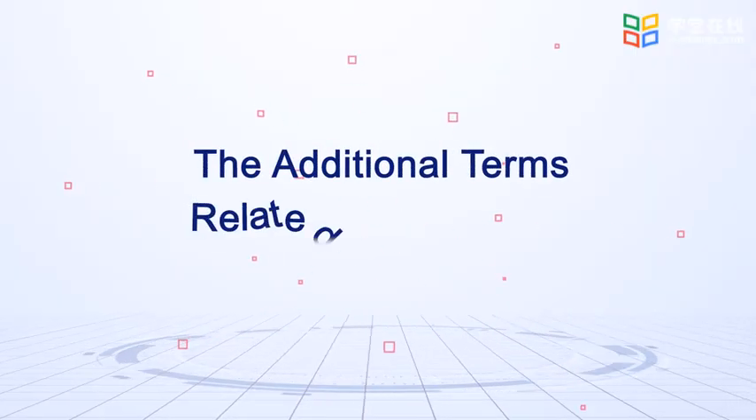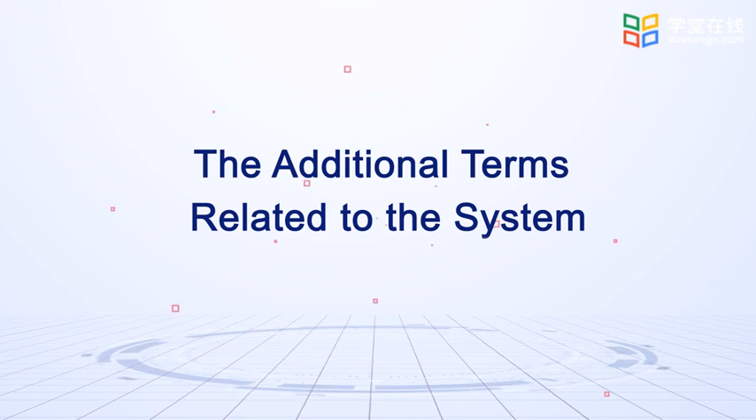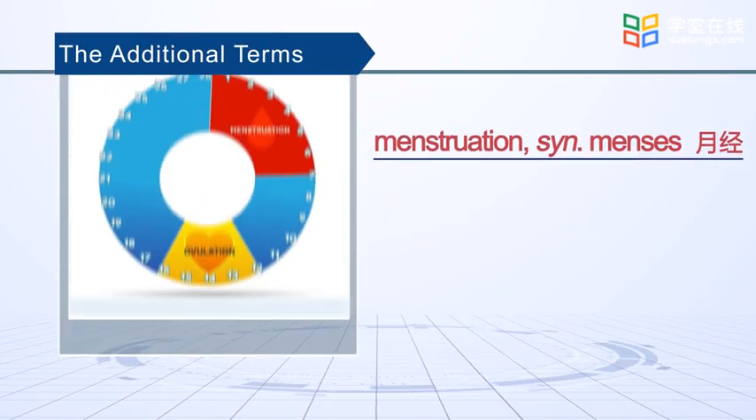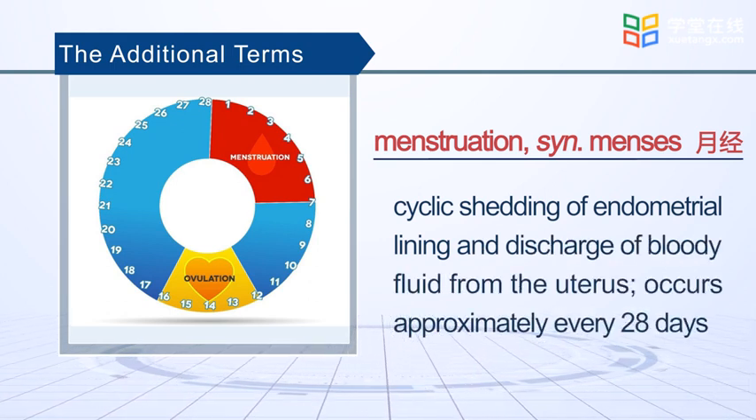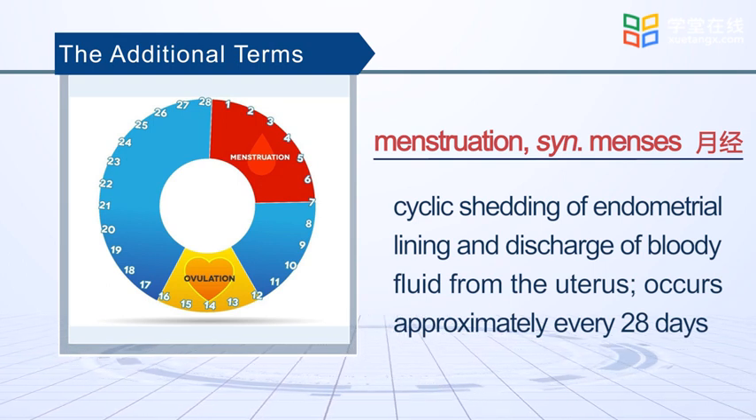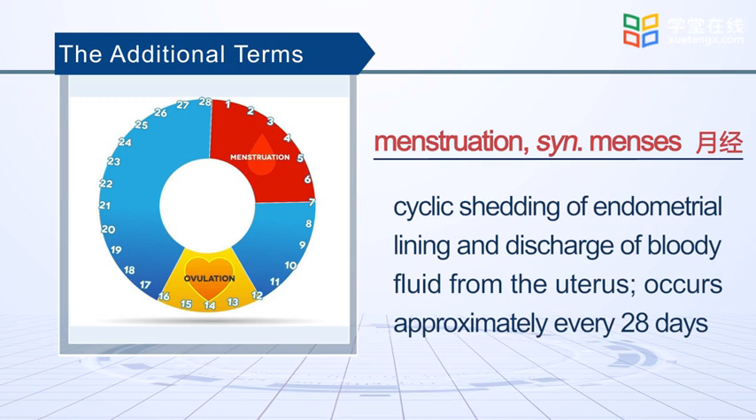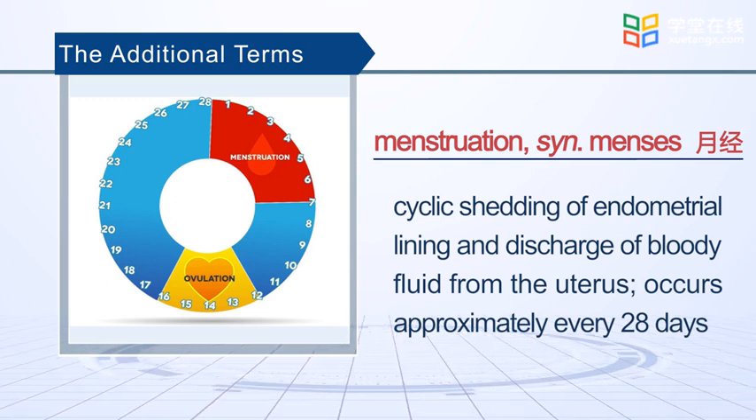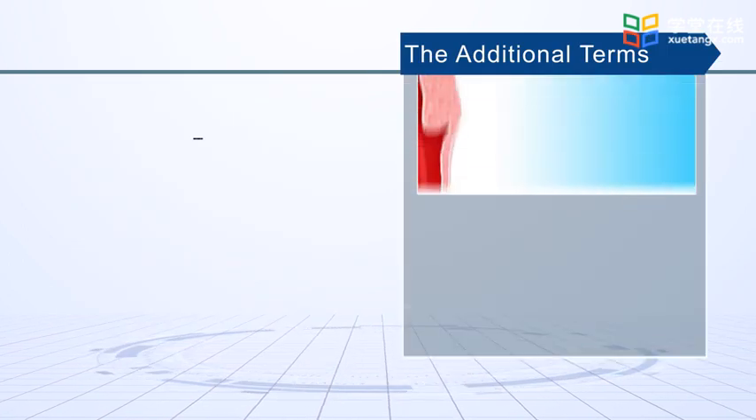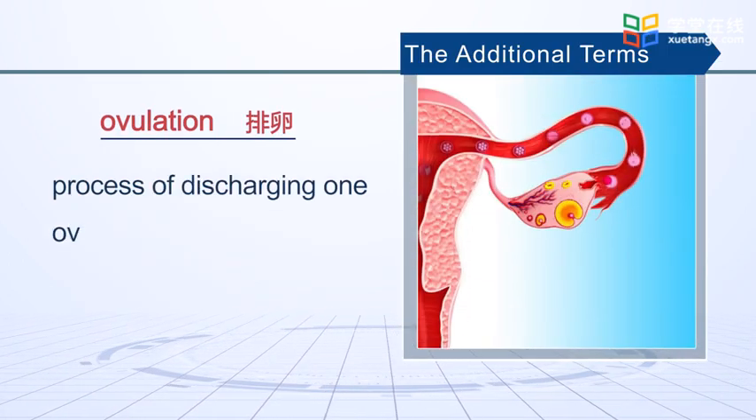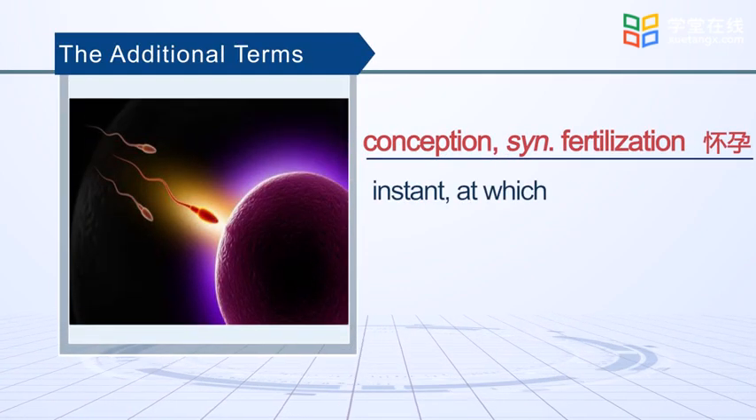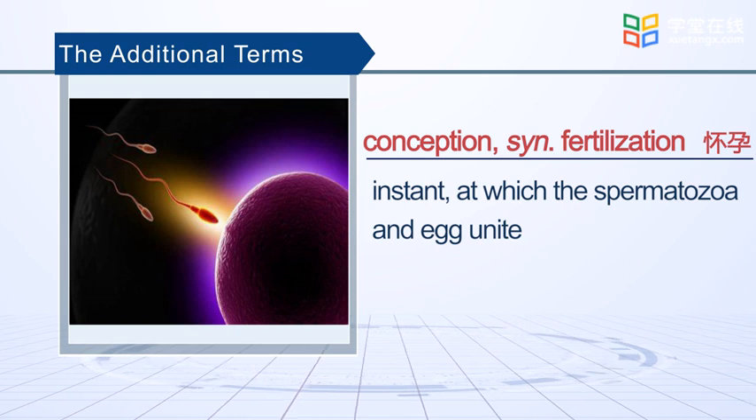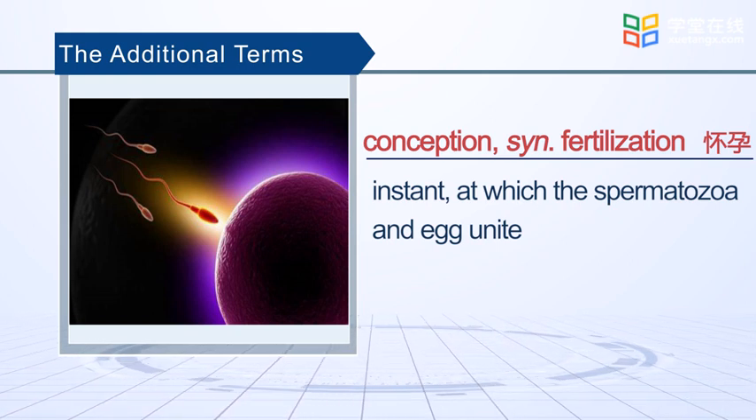Now let's go to the additional terms related to the system. Menstruation or menses. It is a cyclic shedding of endometrial lining and discharge of bloody fluid from the uterus. Occurs approximately every 28 days. Ovulation. It is a process of discharging one ovum from an ovary. Conception or fertilization. It is the instant at which the spermatozoa and an egg unite.